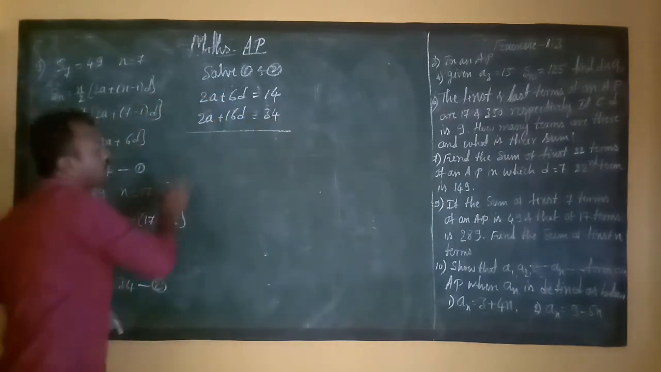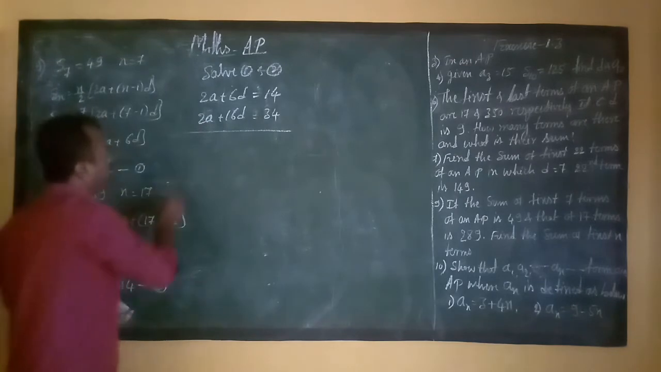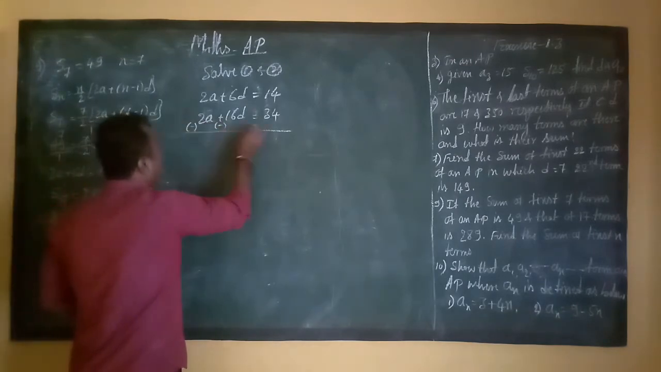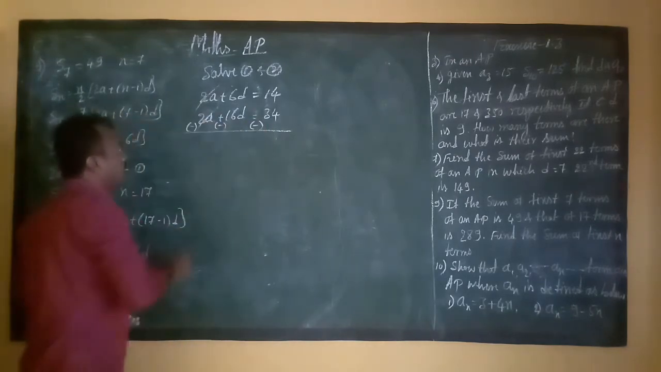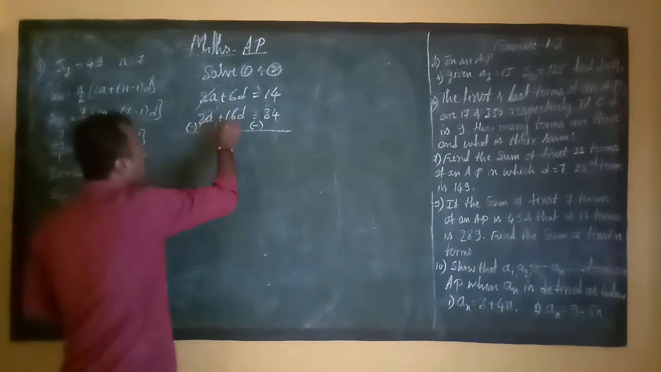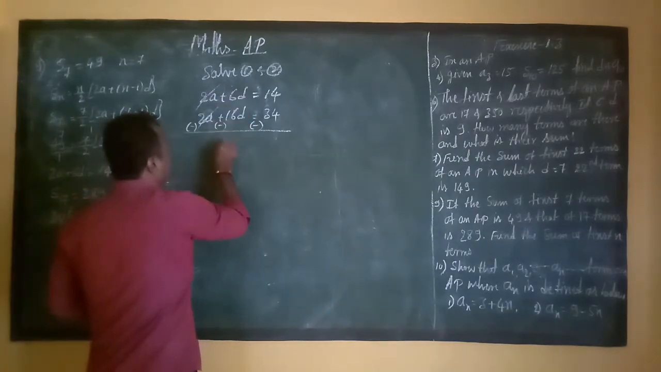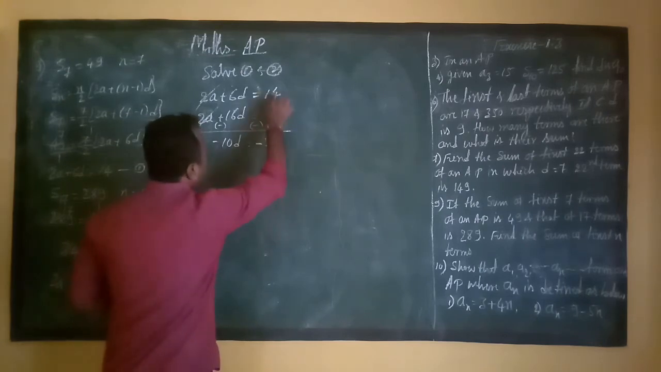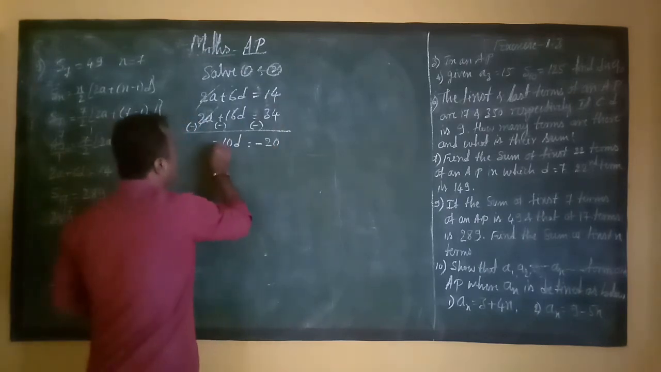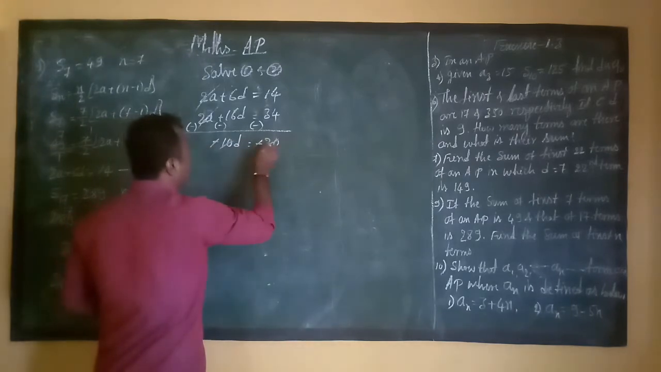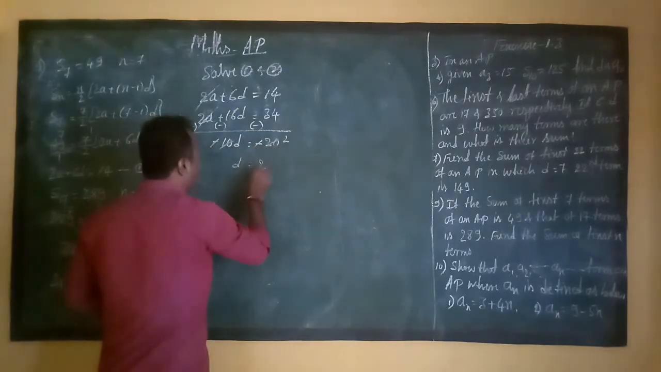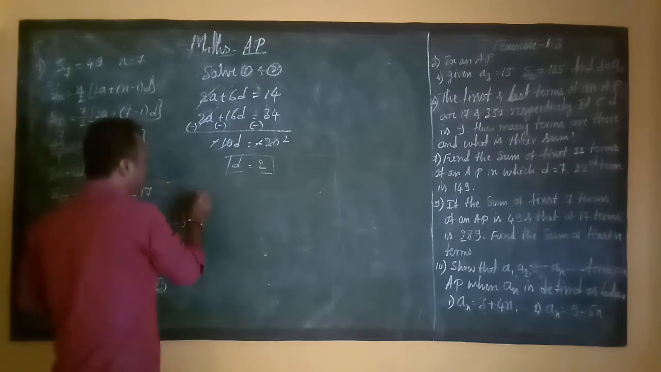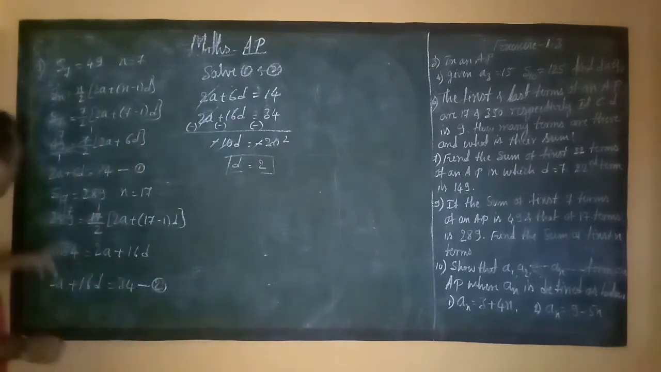So the first term has already become equal. Therefore I will subtract. 2a minus 2a gets cancelled. 16d minus 6d is 10d. 34 minus 14 is 20. So 10 ones are 10, 10 twos are 20. Therefore d is equal to 2. And we have to calculate the value of a.